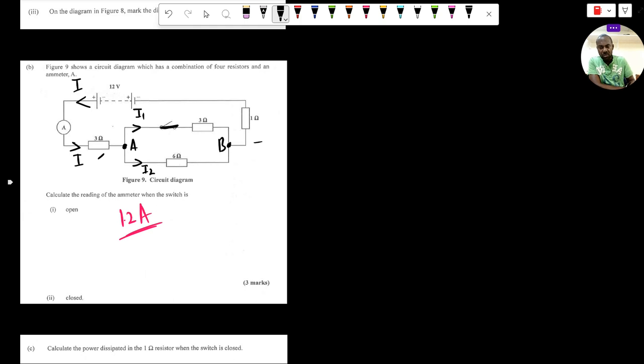So because I1 flows to the 3 ohm resistor, I2 flows to the 6 ohm resistor, and they're in different branches, it means that these two are parallel. So the 3 ohm and the 6 ohm resistor are connected in parallel. But of course, that combination is in series with the 3 ohm resistor, which is also in series with the 1 ohm resistor. So basically, let's work out the effective resistance of the parallel combination.